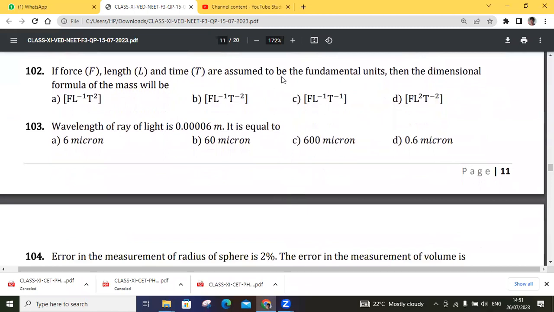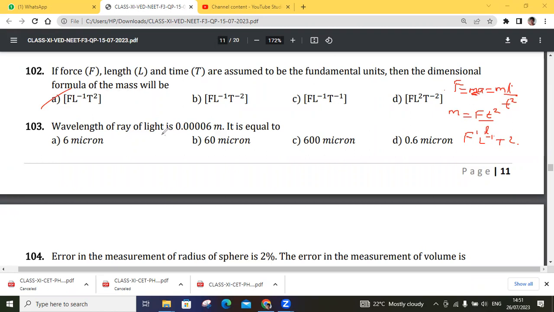If force, length, and time are assumed to be fundamental units, then the dimension formula of mass will be: it was simple. F is equal to ma. They have asked for mass; force they have given, length and time they have given. So acceleration is length by time square, meter per second square. So mass is F t square divided by L. That is F power 1, L power minus 1, T power 2.